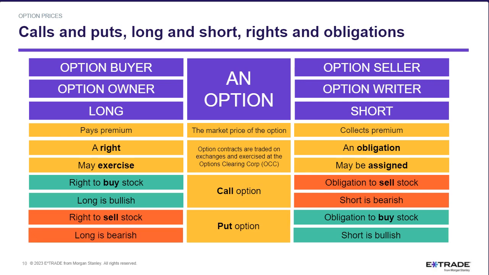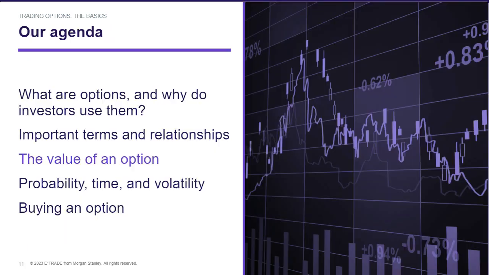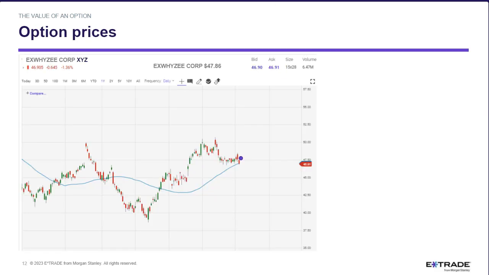Okay, relationships and terms, but now let's talk about these actual option prices, because as I mentioned, you need to trade the option. You don't get it handed to you. So I looked at a stock, and I made it into a fake stock here. It's XYZ Corporation. It's about 47 and change, 47.86. And I looked at some option prices.